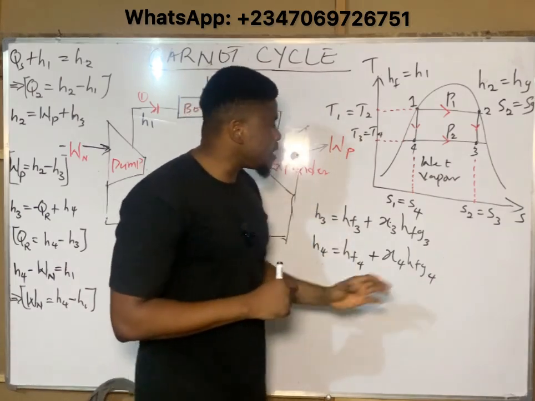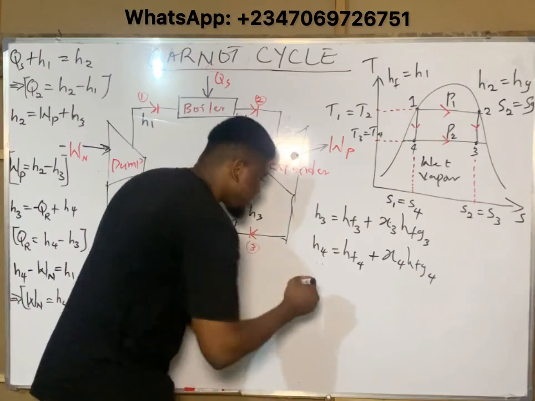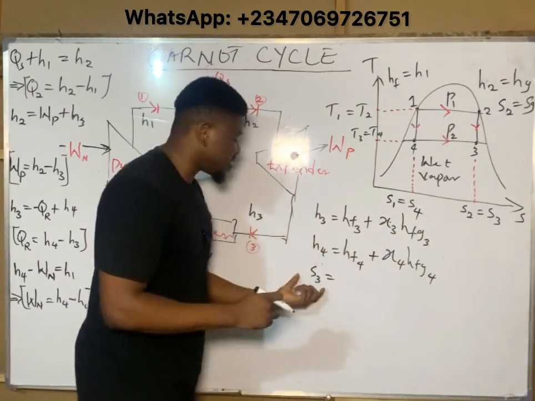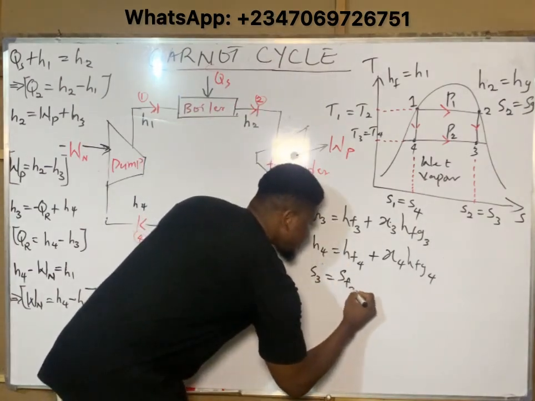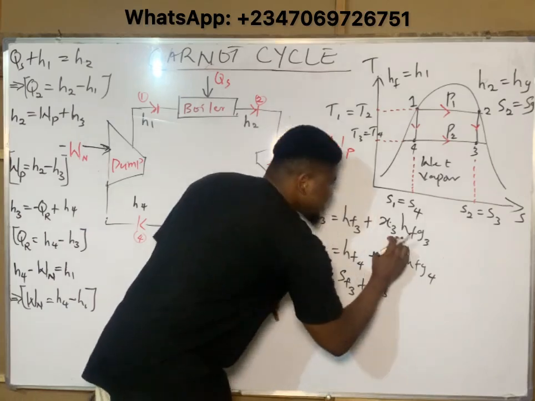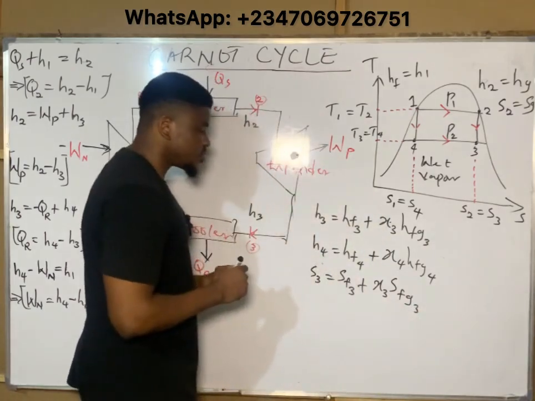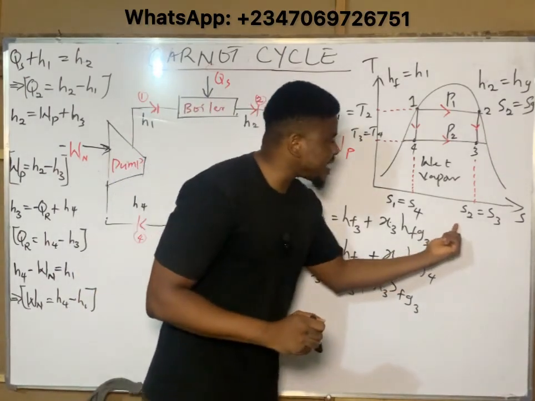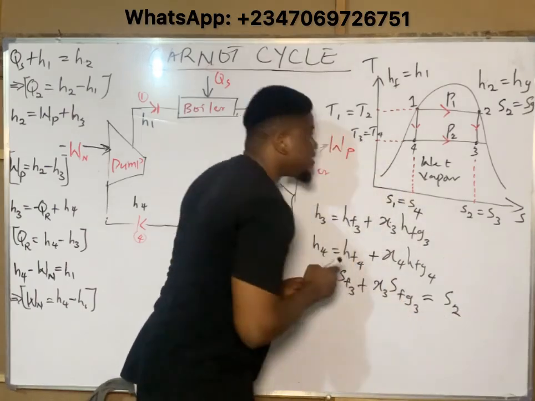So if we are now employing this, we know that S2 is equal to S3. What then is S3? Entropy at state 3, S3, is going to be equal to still this same equation, but now we're using entropy as the parameter. So instead of HF, this becomes SF3 plus X3 multiplied by, instead of HFG, SFG at state 3. So this is very easy. If this is my entropy at state 3, I know that S2 is equal to S3. What do I simply do? I will simply equate this to the value of S2.